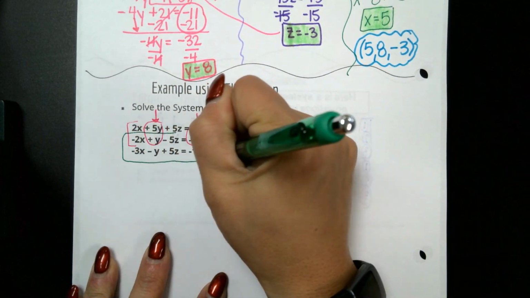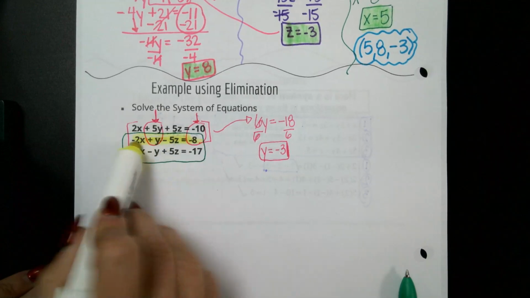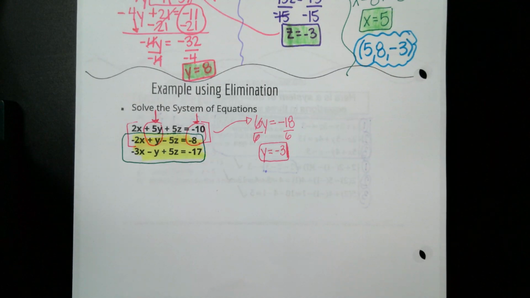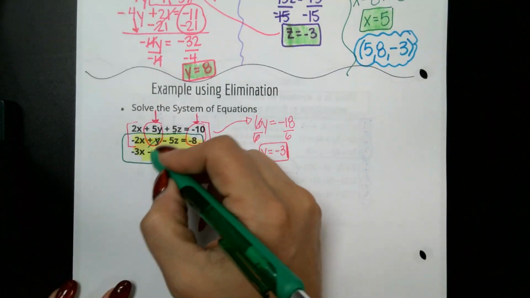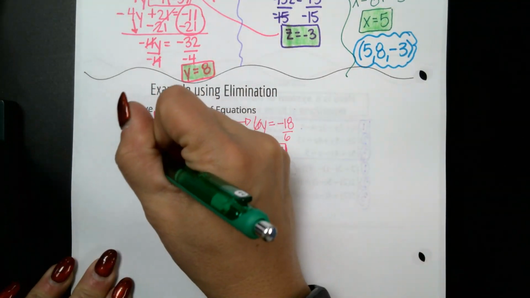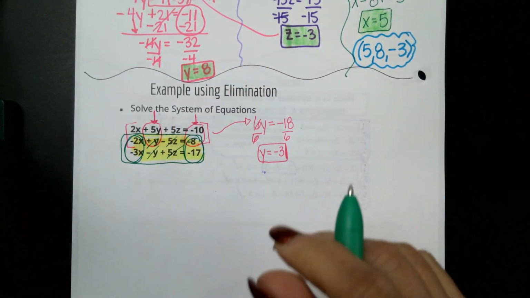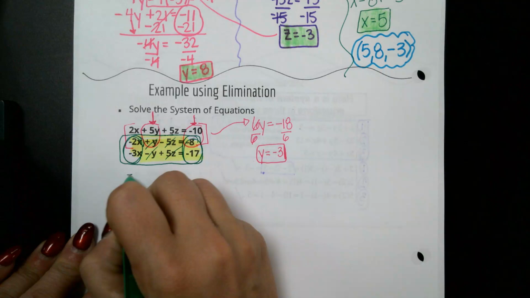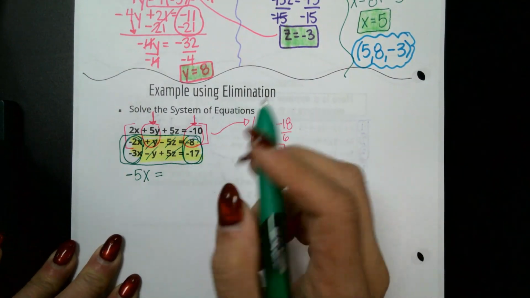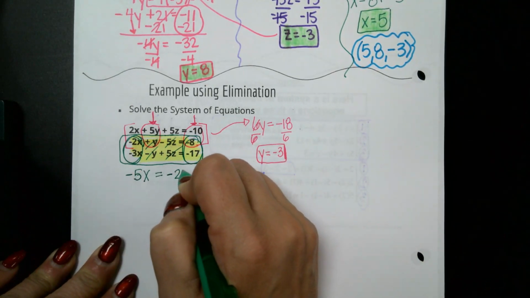Okay, so second and third. I'm going to highlight so this stands out a little better to you guys. Okay, so I'm going to pair up these bottom 2. And when I do that, the Y's disappear and the Z's disappear. So we're going to add our X's and we're going to add our constants. So -2x with a -3x is -5x, equals, and then -8 with a -17 is negative 25.